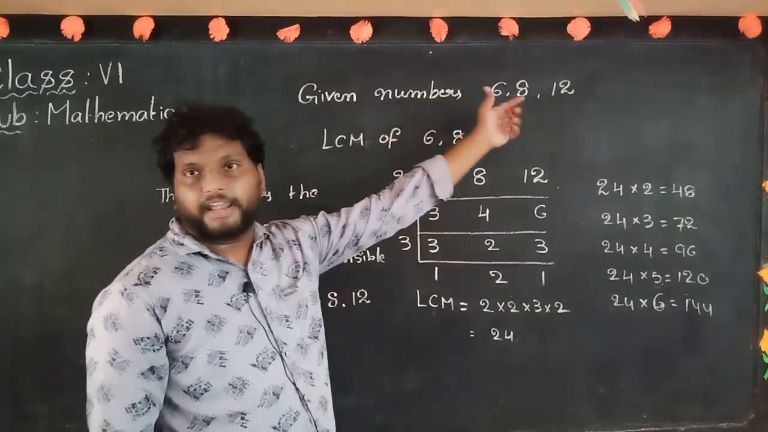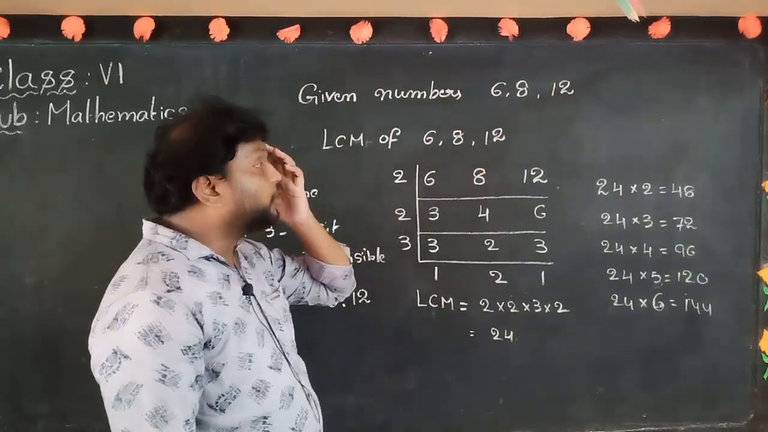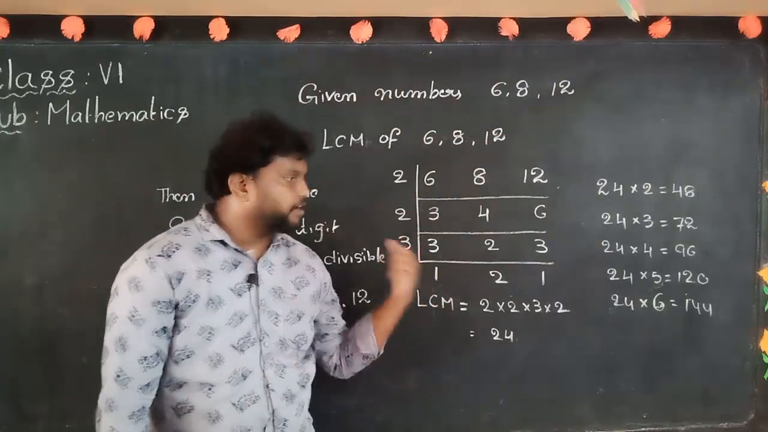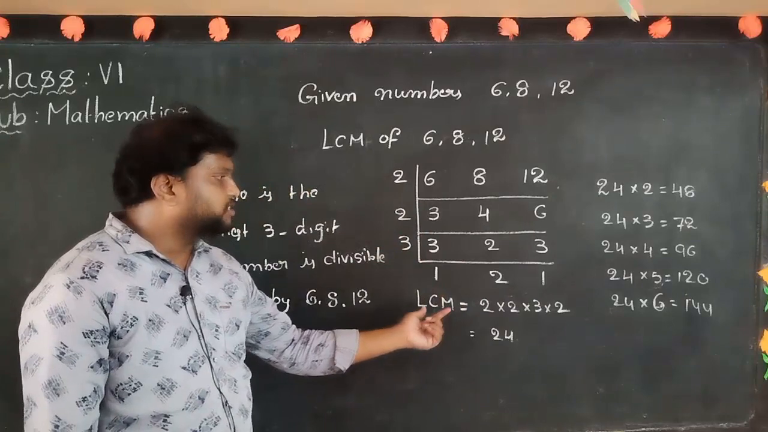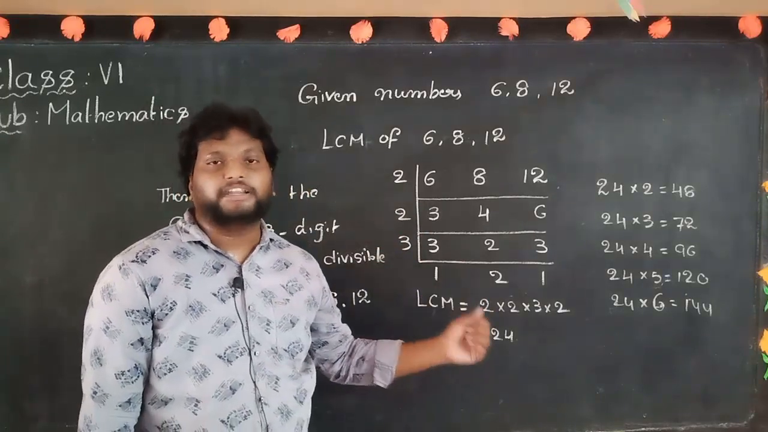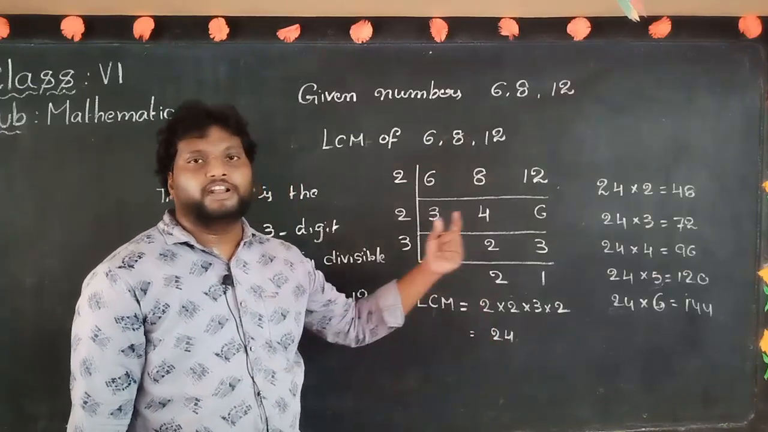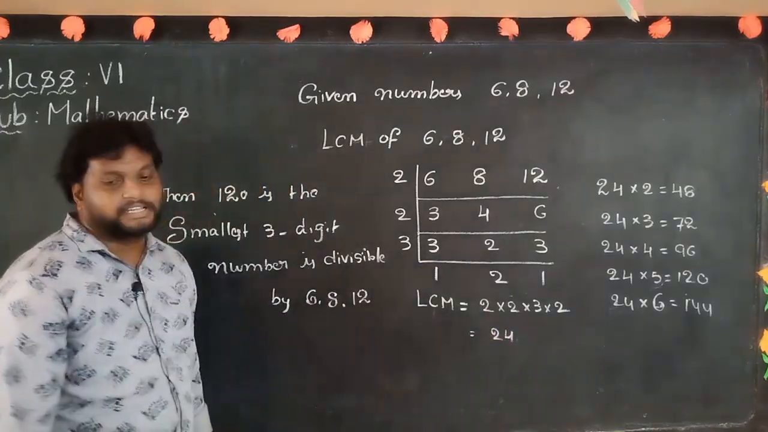Once again, repeat once again. Given numbers 6, 8 and 12. Then what is the smallest 3-digit number that is exactly divisible by these 3 numbers? Means first of all you should find out the LCM. After getting the LCM value, you should multiply that number, means take the common multiples of this number. When you get the 3-digit number, that is the answer. Okay.